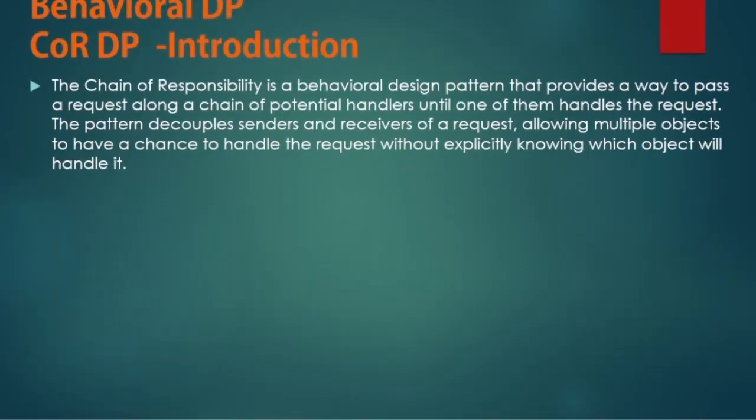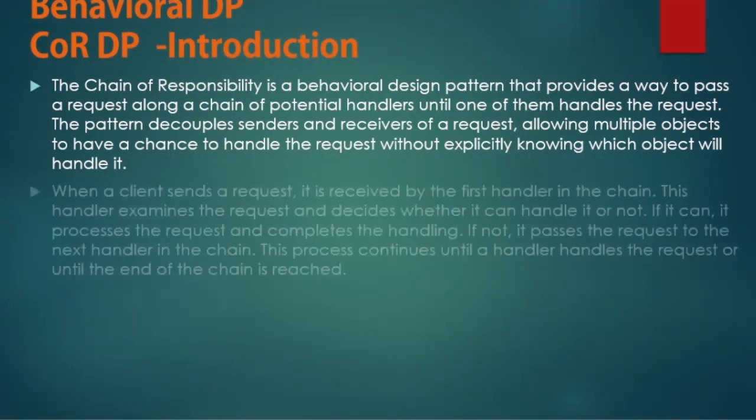The chain of responsibility is a behavioral design pattern that provides a way to pass a request along a chain of potential handlers until one of them handles the request. The pattern decouples senders and receivers of a request, allowing multiple objects to have a chance to handle the request without explicitly knowing which object will handle it.